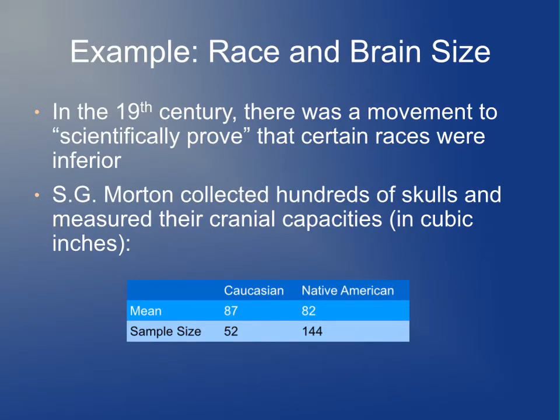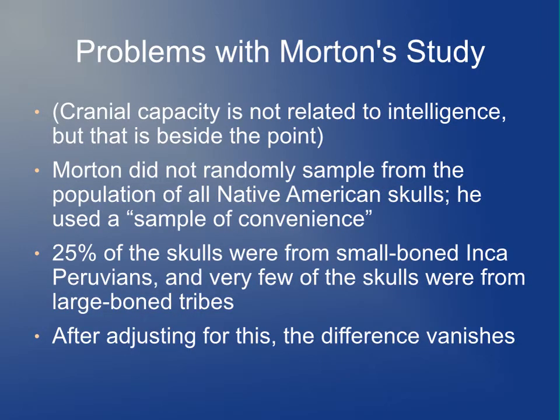An example of how observational studies can give misleading results, a repugnant example, but it illustrates how bad statistics can be abused: in the 19th century there was a movement to so-called scientifically prove that certain races were inferior to others. A man named S.G. Morton collected hundreds of skulls and measured their cranial capacities in cubic inches. In his sample, the mean capacity of skulls of Caucasians was 87 cubic inches, and among Native Americans it was 82 cubic inches. There's a fundamental problem with the study right out of the gate, which is that, as far as we can tell, there's no association between cranial capacity and intelligence.